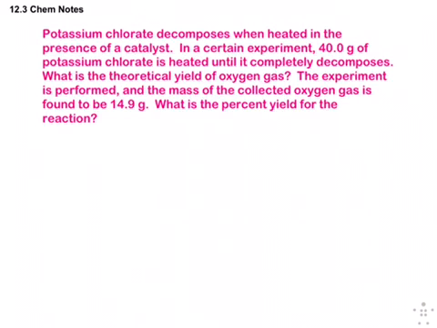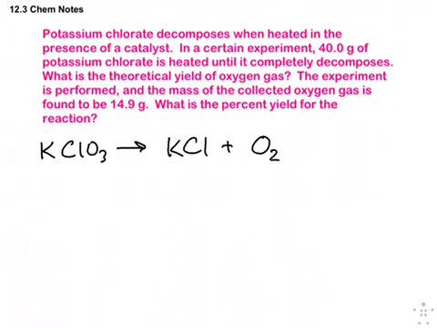So, like always, your first step has to be to write the balanced equation. Potassium chlorate is KClO3. It's decomposing into potassium chloride, just KCl, and oxygen gas. So we have to balance it out because our oxygens are not balanced. So we'll put a 3 here and a 2 here and a 2 here to balance it. Then you start with determining your theoretical yield.